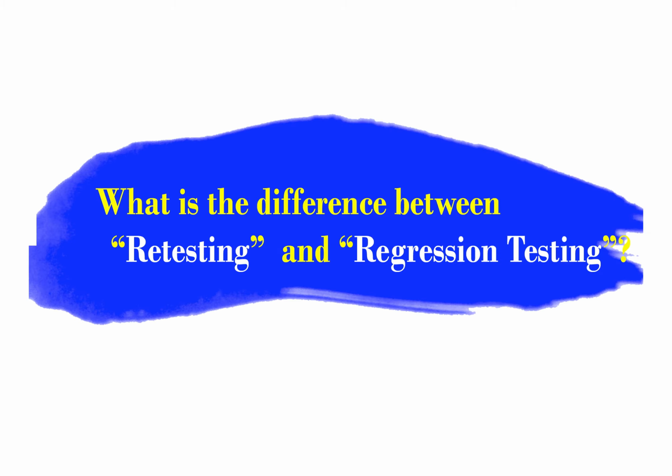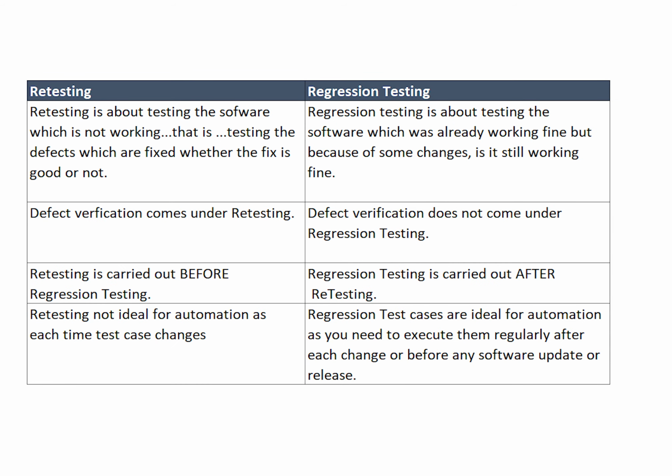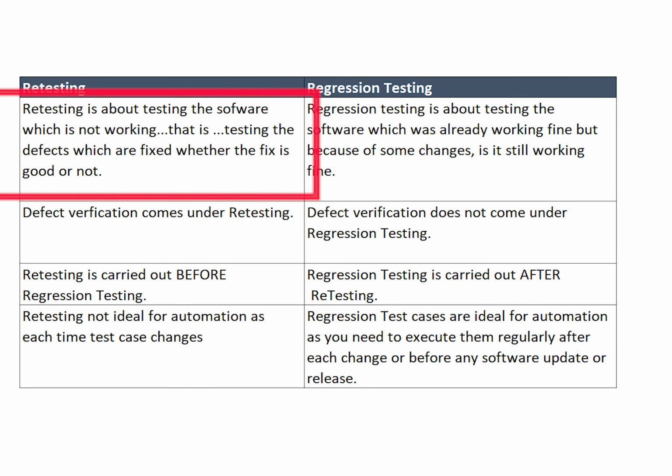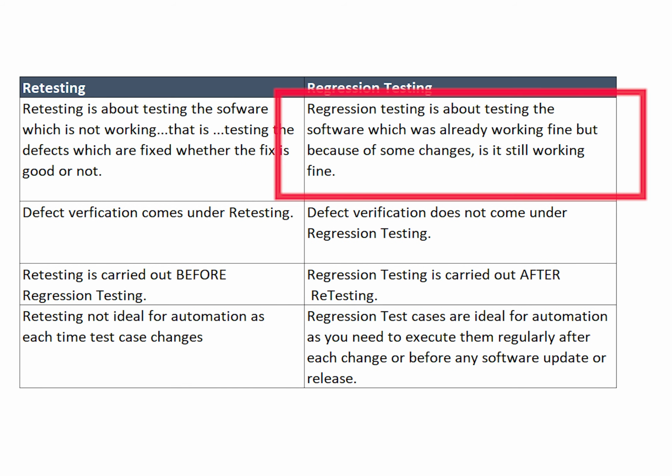Now let us look at the differences between regression and retesting. Retesting is about testing of the software which is not working. That is, testing the defects which are fixed. Whether the fix is good or not, you need to test it. That is retesting. Regression testing is about testing the software which was already working fine, but because of some changes, is it still working fine or not, you need to run the regression test cases. So this is called regression testing.